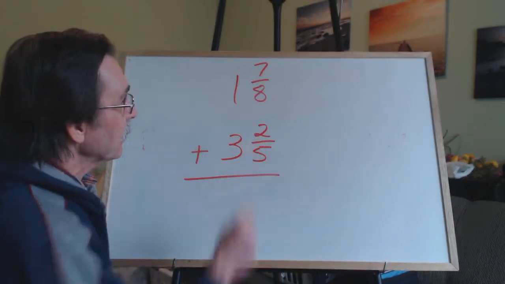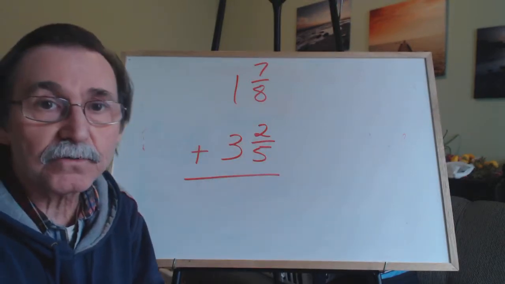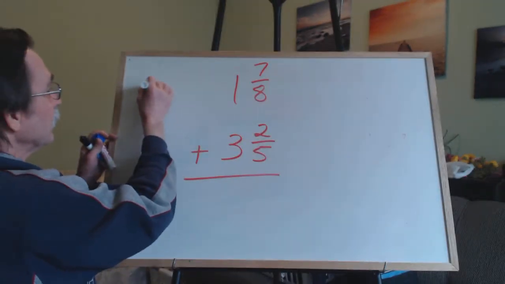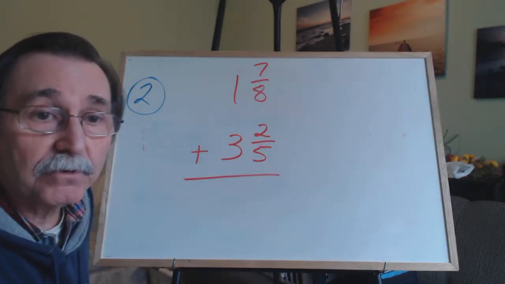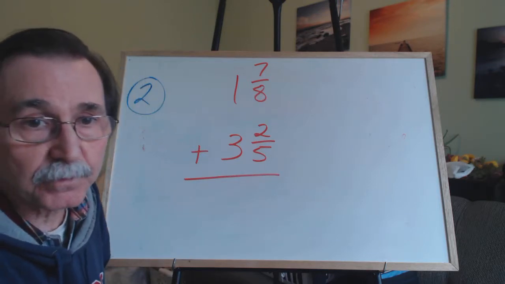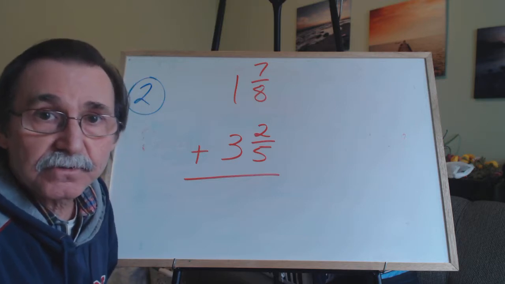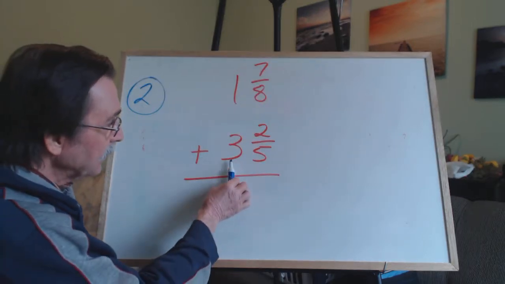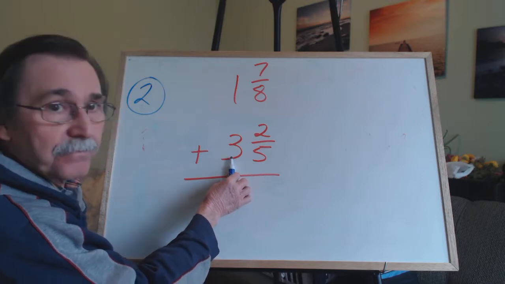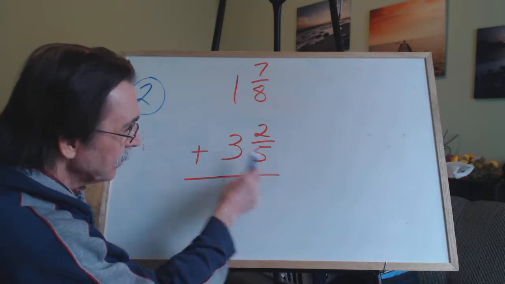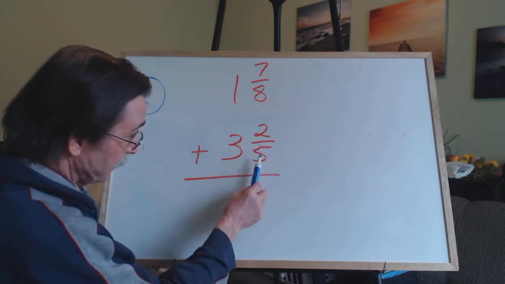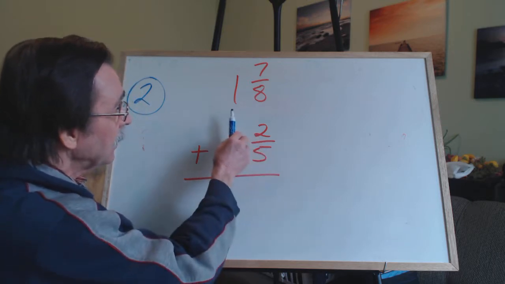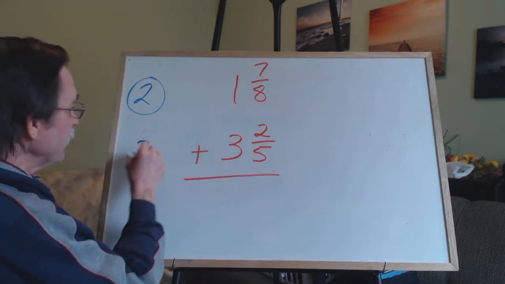So this number here, 1 7/8, it's very close to 2. We'll round it off to 2. I mean, 8/8 would be 1, so 7/8 is almost 1, so this is 1, and almost another whole 1, which makes 2. And this one down here is 3, so it's more than 3 and less than 4. But look at this fraction. This fraction is closer to 3 than it is 4. So let's call this a 3.